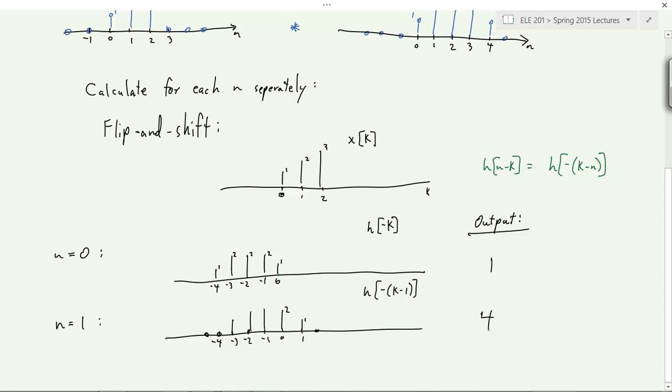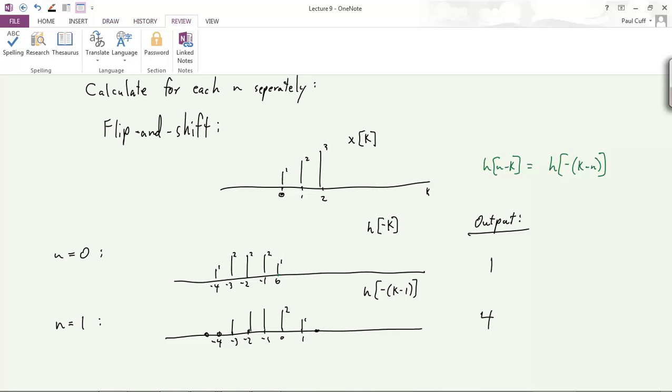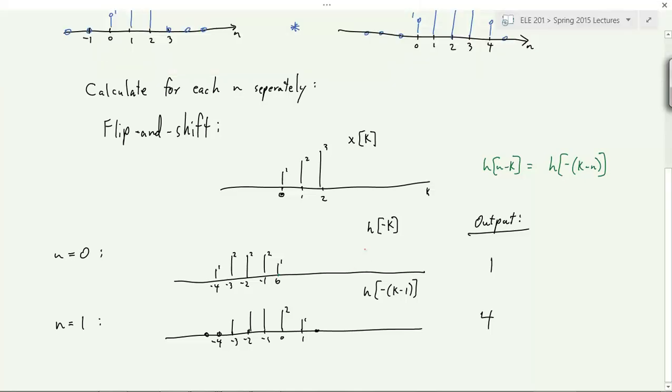See how that calculation is done? The only thing I'm skipping is drawing what the product of these two is. I guess you could draw it in another color here. The product in this case was just 1, 0, 0, 0, 0, 0, right? That's the product of x of k with this function. The product of x of k with this one is 2, 2, 0, 0, 0. Okay, and the convolution formula says you should then sum that up. All right, so we get 1, we get 4.